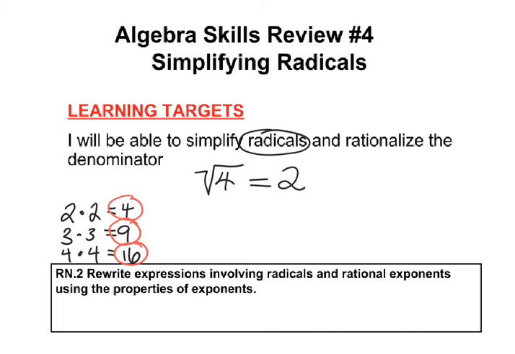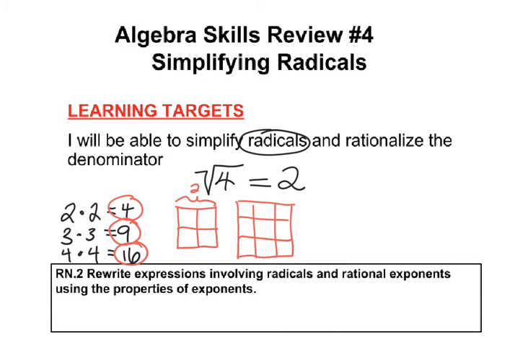And what that means is if I were to create a square, 4 blocks would make a square. 9 blocks would make a square. And a square being that each side is exactly the same length.